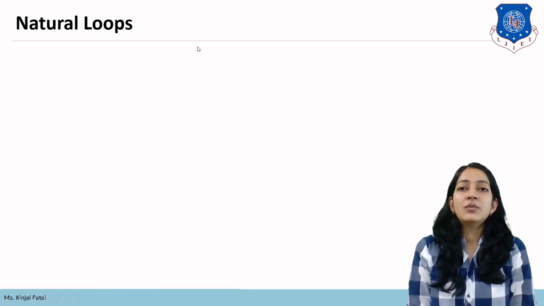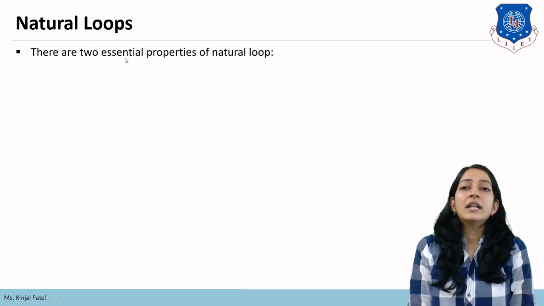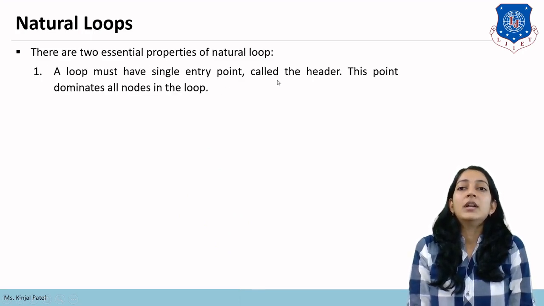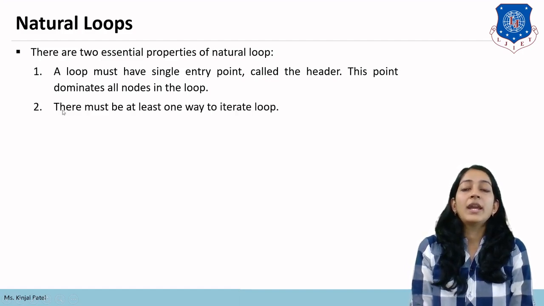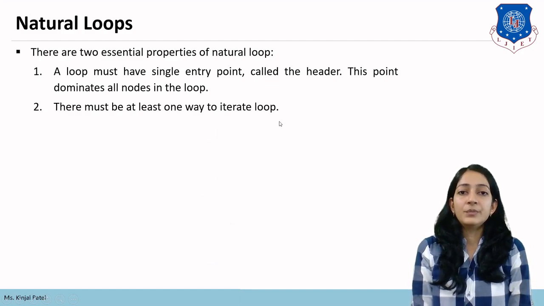Then natural loops. These are the two essential properties of a natural loop: a loop must have a single entry point called the header, and this point dominates all nodes in the loop. And there must be at least one way to iterate the loop.